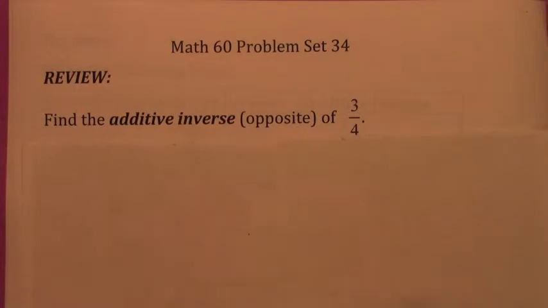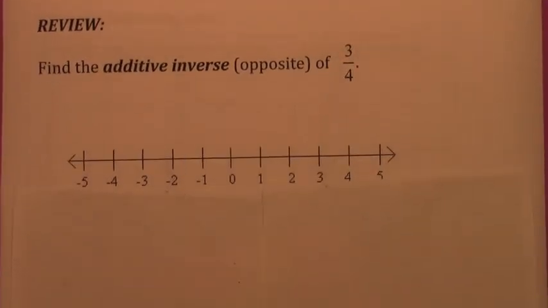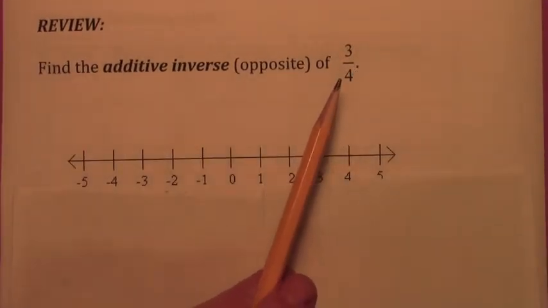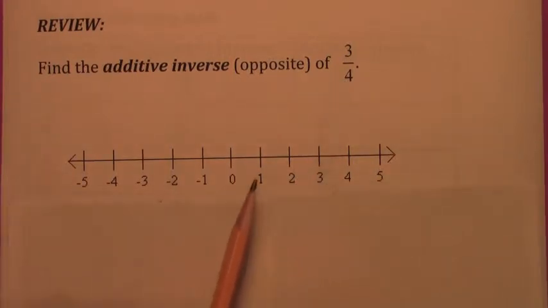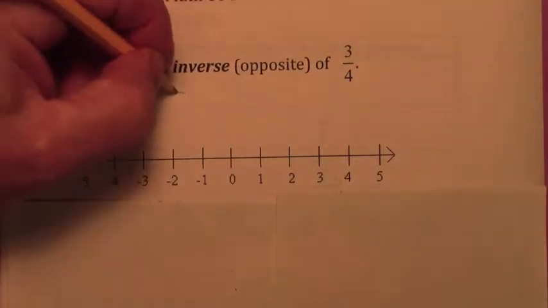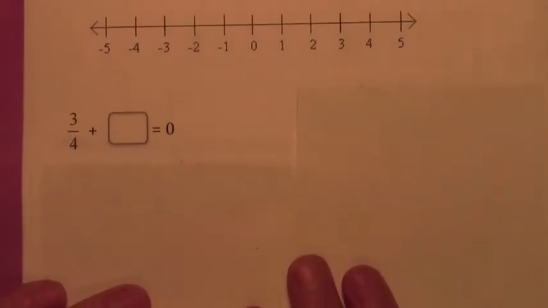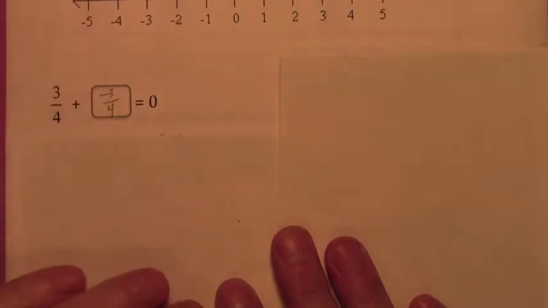Let's review this concept of additive inverse. Remember what the additive inverse or opposite of a number is? There are two ways to think of it. You could think of it as asking what do you add to this number to get 0? Or the other way to think of it is what do you get when you reflect that number across 0? So if it's 3/4, the additive inverse would be negative 3/4, right? Or you could think of it in terms of an open sentence. The additive inverse is the number that makes this into a true closed sentence.